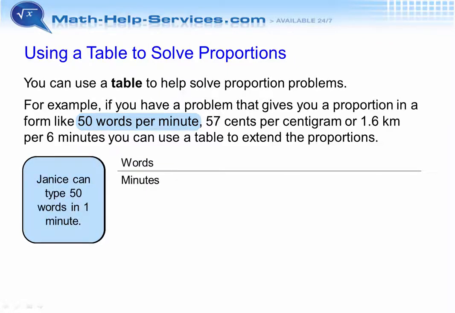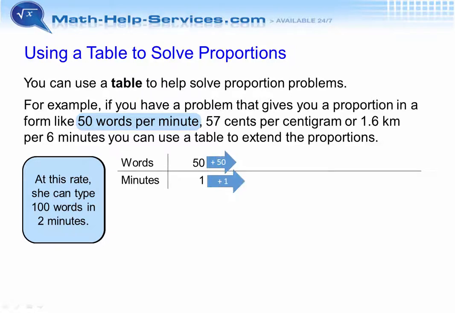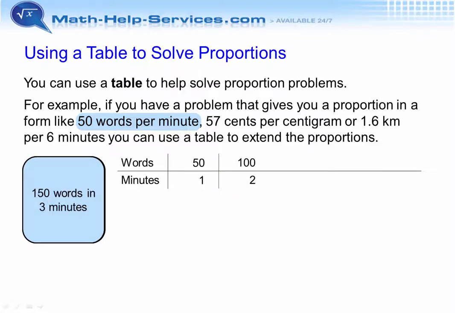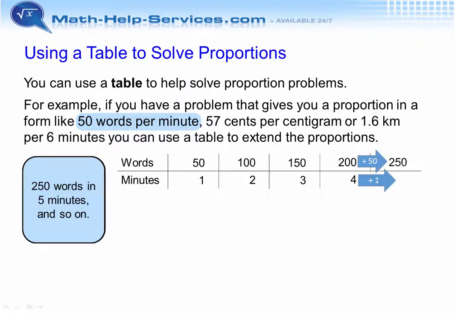Janice can type 50 words in 1 minute. So in the first minute, she types 50 words. At this rate, she can type 100 words in 2 minutes. Or 150 words in 3 minutes. Or 200 words in 4 minutes. Or 250 words in 5 minutes, and so on.